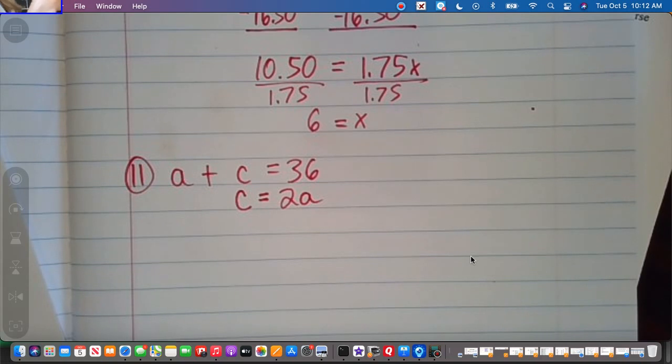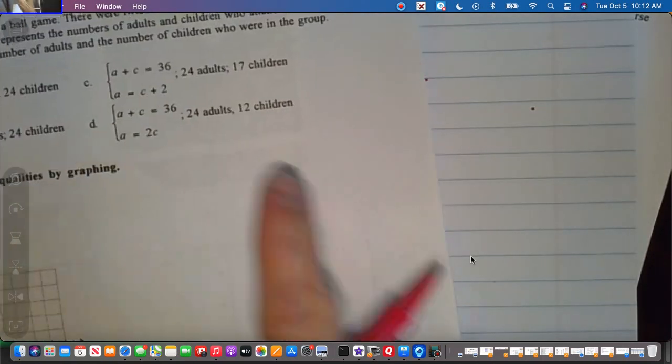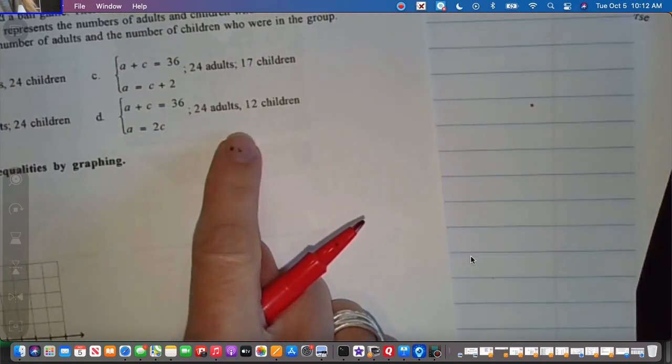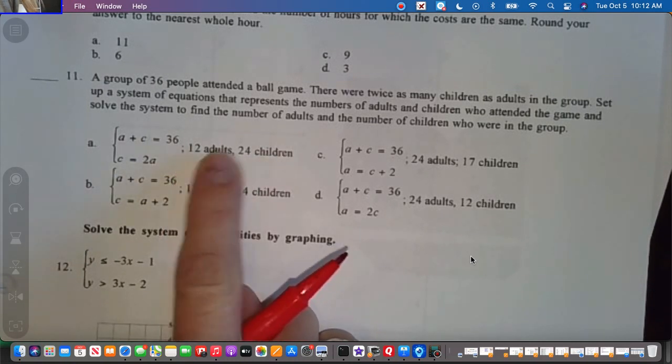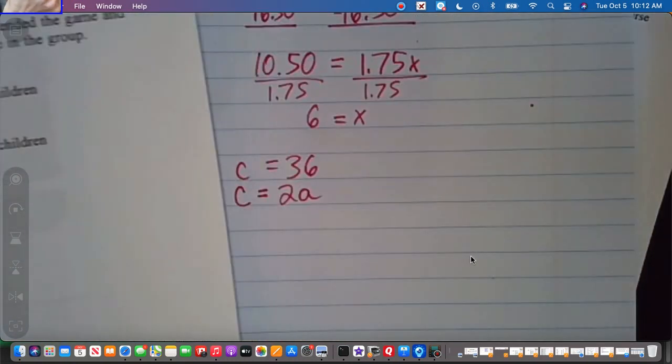Like I said, on the test, just look at your answer choices and see 12 and 24. The 17 on part D is twice as many adults, and that's not right. There were twice as many children as adults. That's the only answer. Okay, let's keep going.